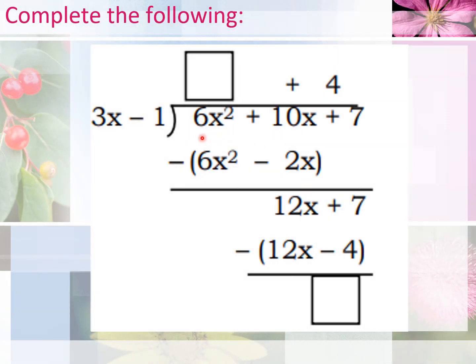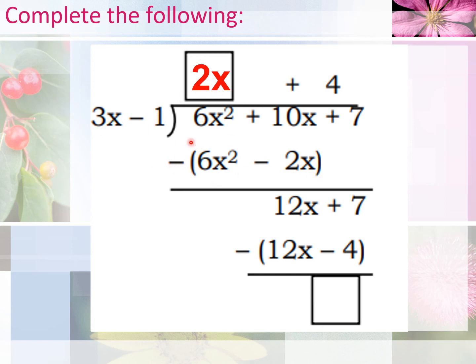Next, let's have another example. 6x squared plus 10x plus 7 divided by 3x minus 1. So, magde-divide muna tayo. 6x squared divided by 3x. So, 6 divided by 3 is 2. X squared divided by x is x. So, ang sagot natin dito sa taas ay 2x. Then multiply tayo. 2x times 3x is 6x squared. 2x times negative 1 is negative 2x.